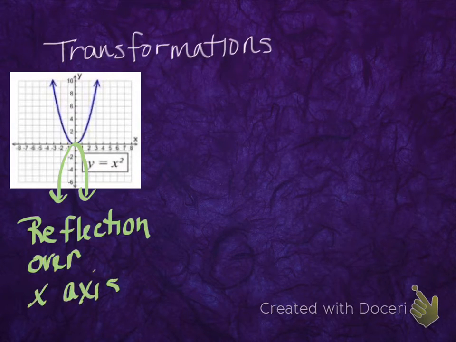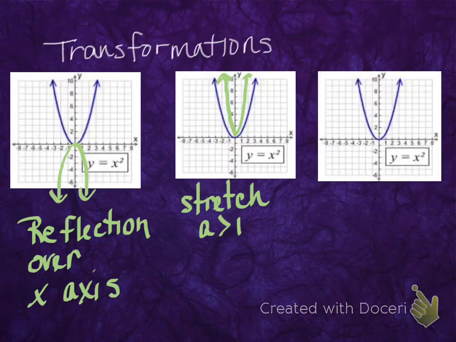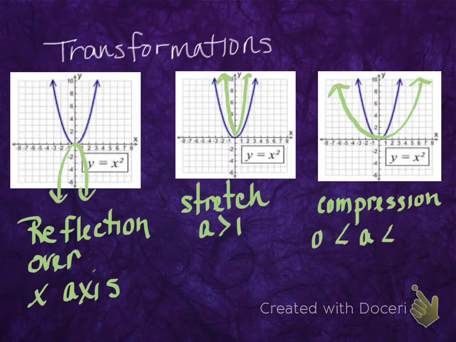So there are a few different types, and I'm going to go through them. One of them might be a reflection over the x-axis, and that's in green. A different type might be a stretch where the a value is greater than 1. And the last one here is compressions, where a is between 0 and 1, which makes it a fraction. It's squished down, or the stretch is taller.